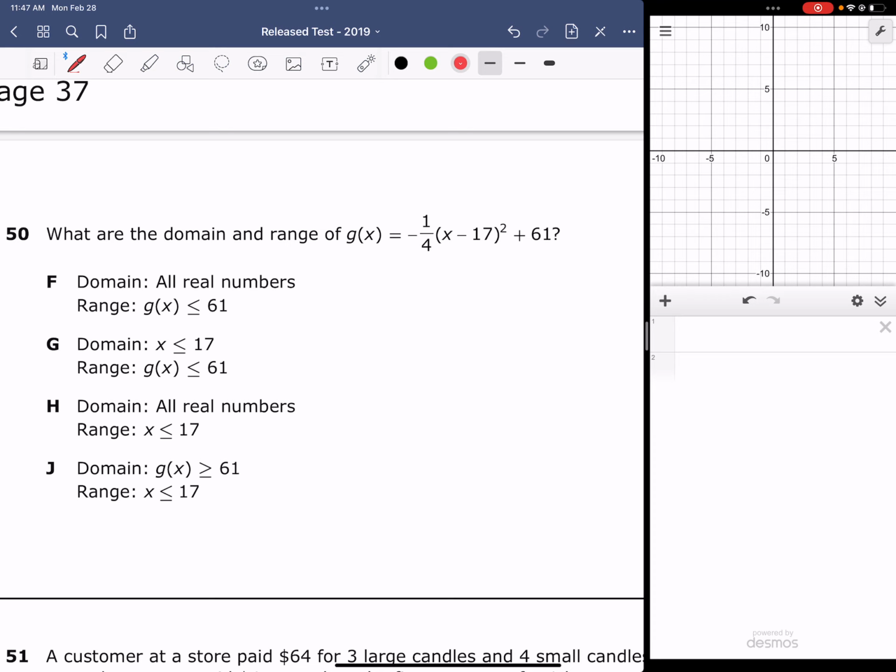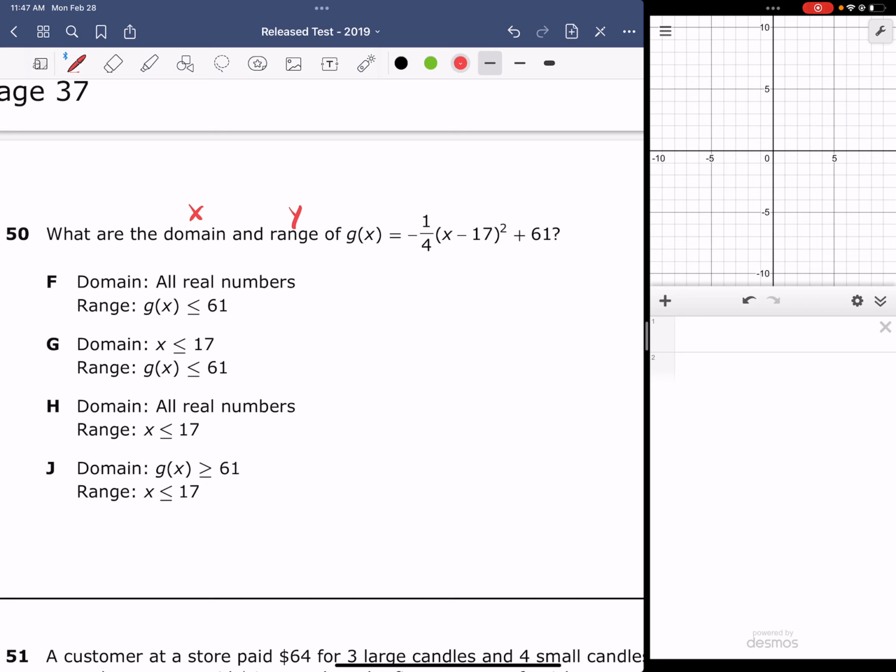What are the domain and range of g of x equals negative 1/4 times (x minus 17) squared plus 61? We remember that domain represents the x values and range represents the y values.